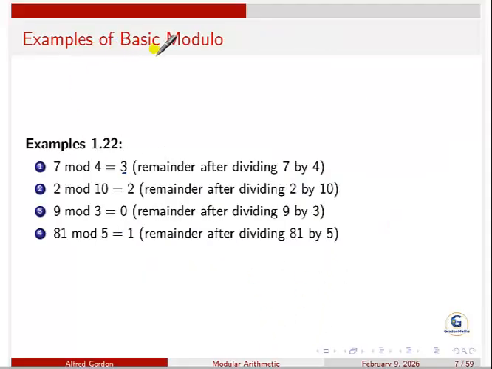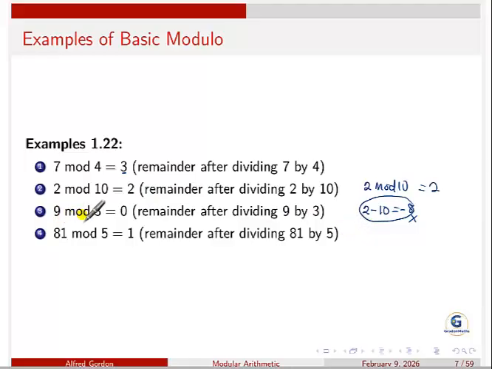Examples of basic modulos. Example 1: 7 mod 4 is 3. That's the remainder after dividing 7 by 4. Also, 2 mod 10 gives us 2. When we begin to do our first subtraction, we are going to have a negative, which we don't need. So we don't subtract, therefore our result is just 2. Here we don't do any subtraction.